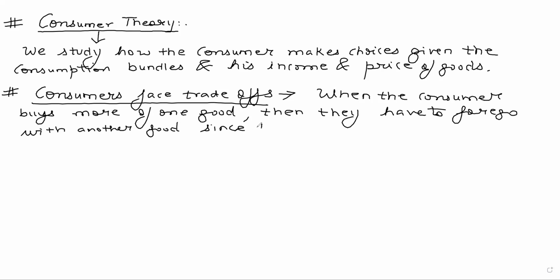since they are constrained by income. Since the income of the consumer is limited, the consumer cannot have excess of both the commodities. Obviously, with fixed income, if the consumer decides to buy more of one good, that consumer will have to sacrifice or forego another good. Was your income unlimited, you could have had excess of both the goods.